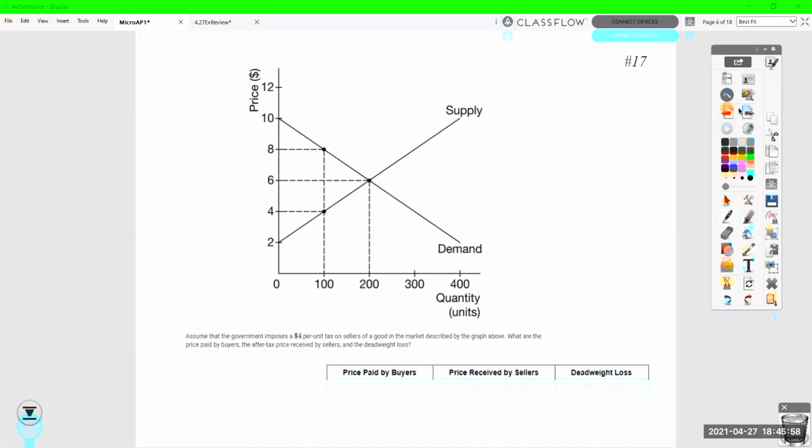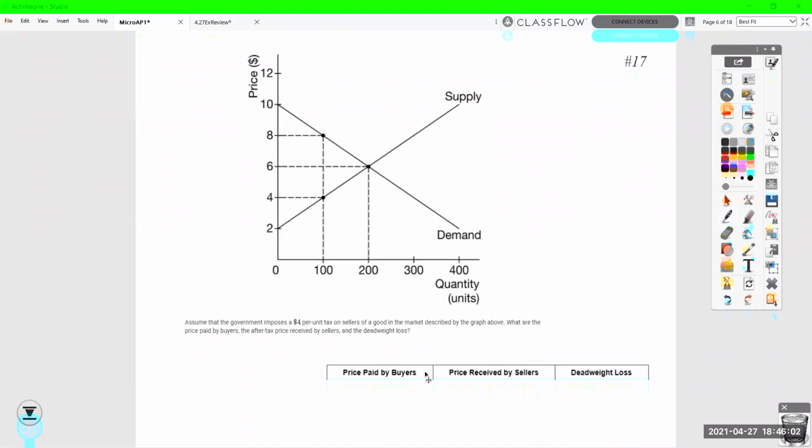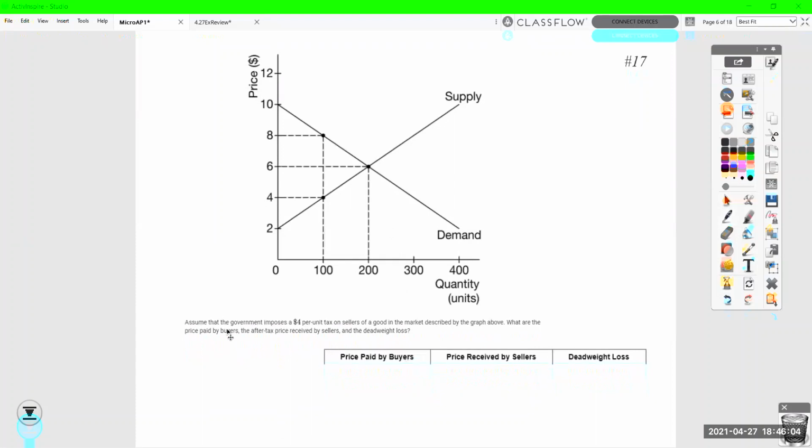I took off the answer choices for this one, because again, it was one that I felt like if we read it correctly, assume the government imposes a $4 per unit tax. So I'll let you guys take a minute and you tell me, what is the price paid by the buyers, received by the sellers, and the deadweight loss?